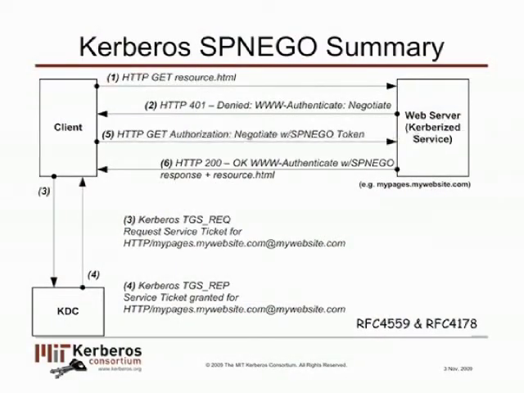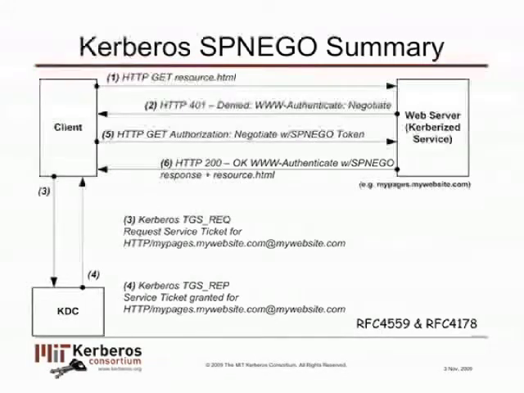I presume everybody knows how HTTP Negotiate works. You can look at the RFC numbers at the bottom there. But essentially, what happens is that when a client connects to a web server, the client is forced to get a service ticket. So the client goes off. This is steps 3 and 4.